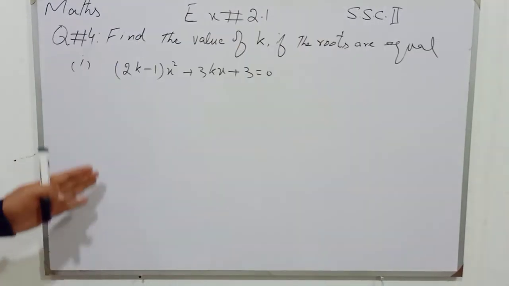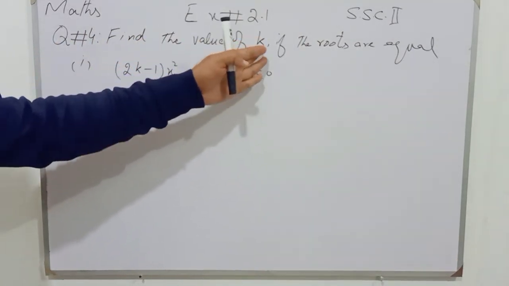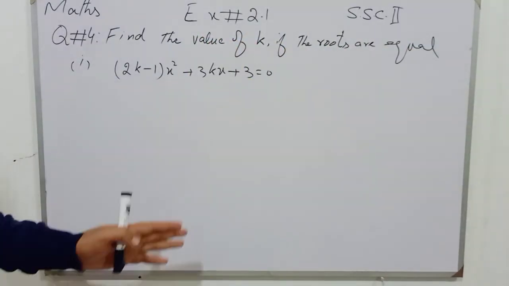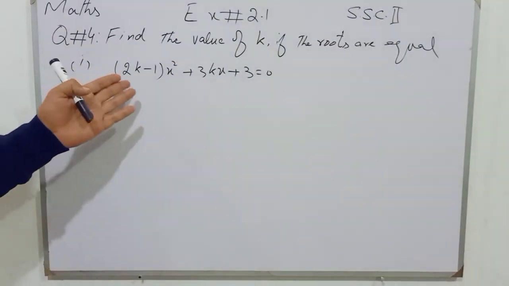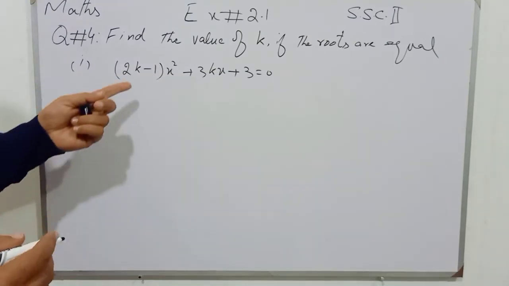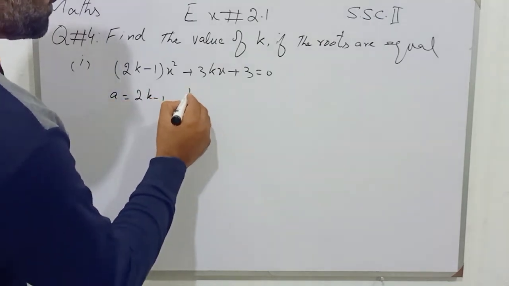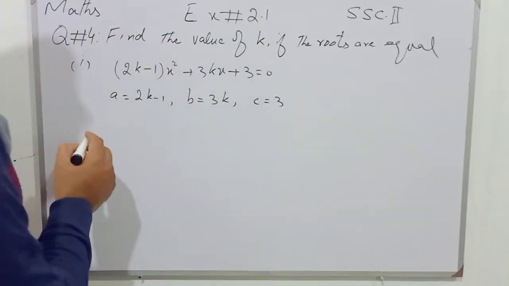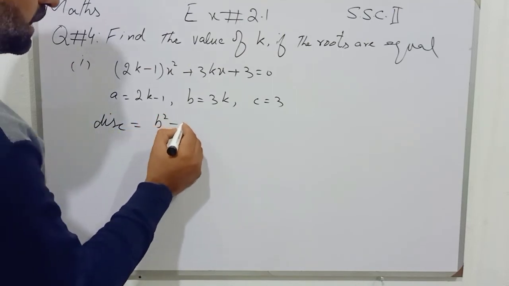Friends, question number 4 of the same exercise is: we have to find the value of k if the roots are equal. You should keep in mind that when the discriminant is 0, then the roots are equal. It means that the discriminant of this equation is 0. The value of A is 2k minus 1, the value of B is 3k, and the value of C is 3. We have to find the discriminant, and discriminant is equal to B square minus 4AC.